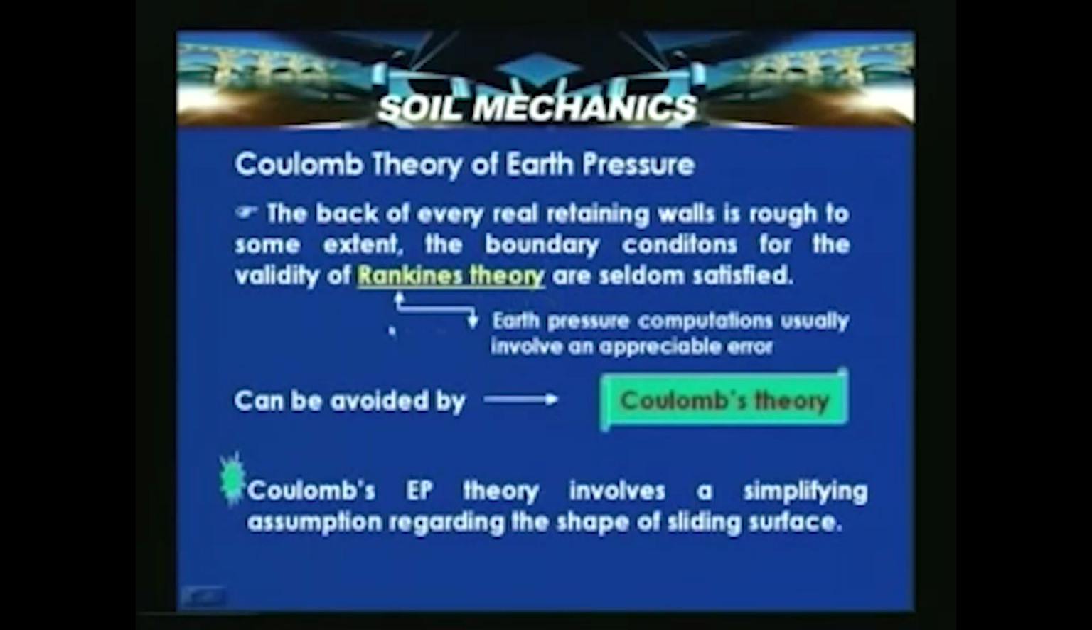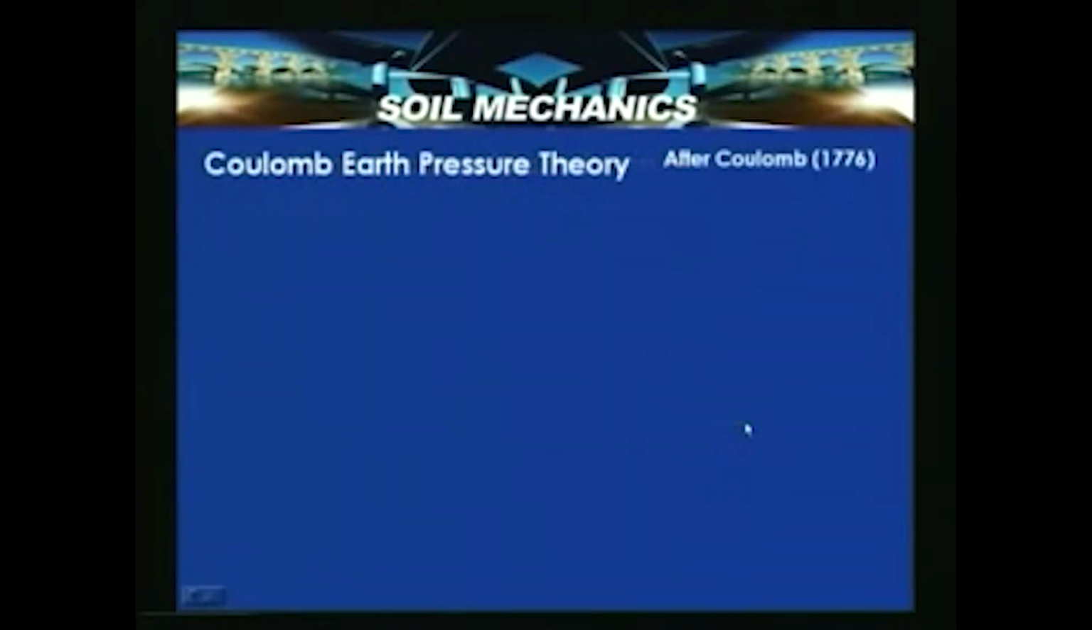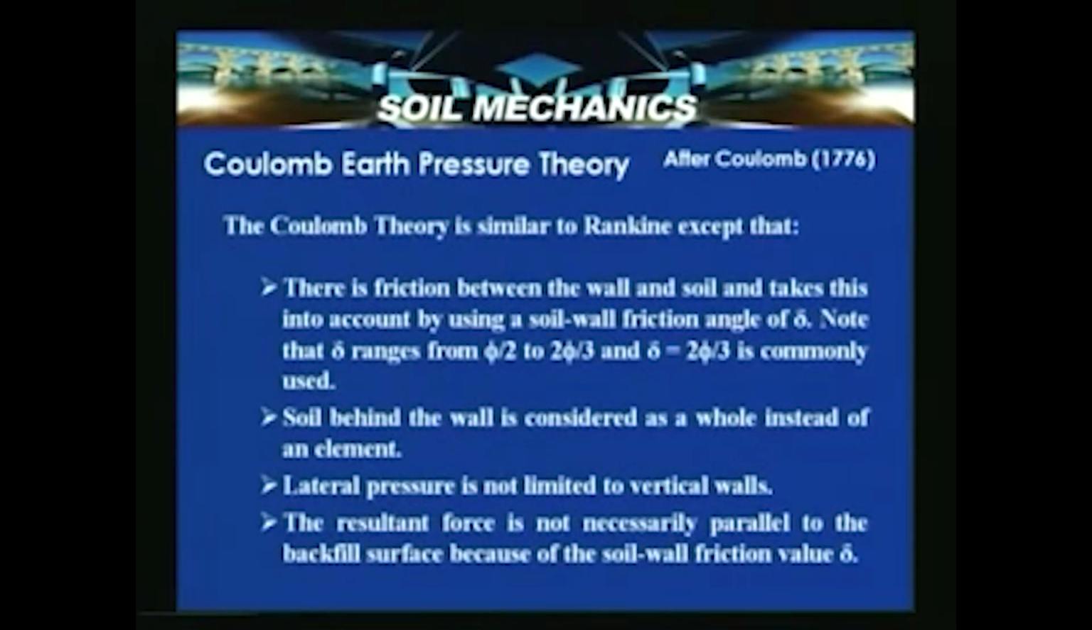Coulomb's theory of earth pressure is superior, because real retaining walls always have friction along the wall interface and the soil. The error caused by neglecting wall friction can be avoided by adopting Coulomb's theory, proposed by Coulomb in 1776. Coulomb's theory is similar to Rankine's theory, except that there is friction between the wall and soil, and it takes this into account by using a soil-wall friction angle delta.